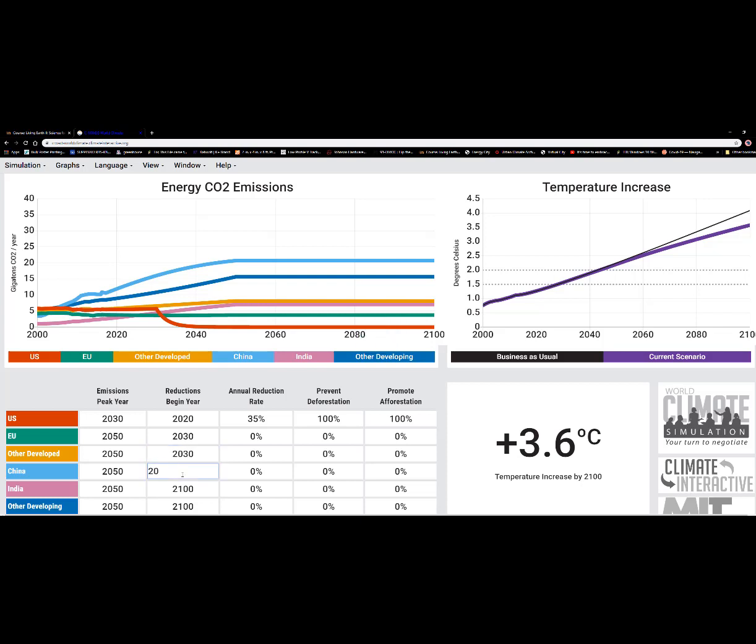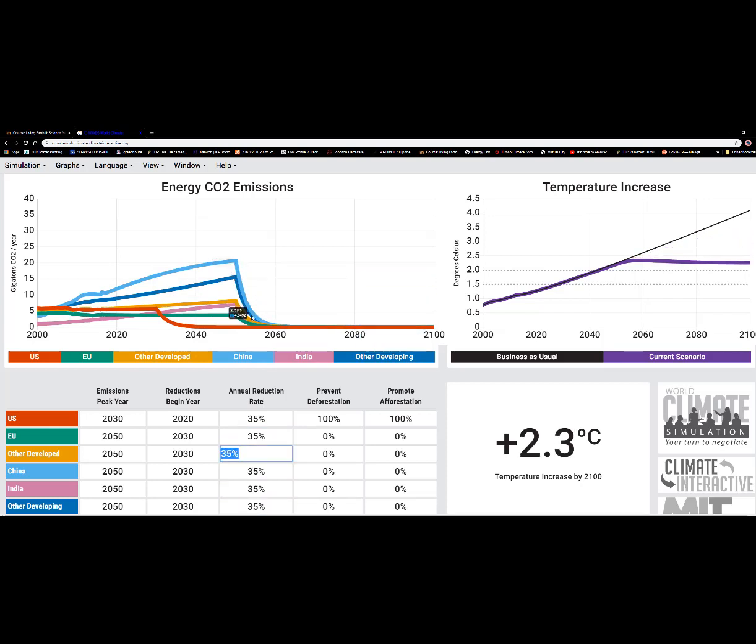2030, 2030, and 2030. Okay. Now I can decide on my rate. So now I've got my peak year. This is when things are going to max out, and then I'm going to start reducing from there, and the year that I start reducing. Alright, so let's do 35% for everybody.